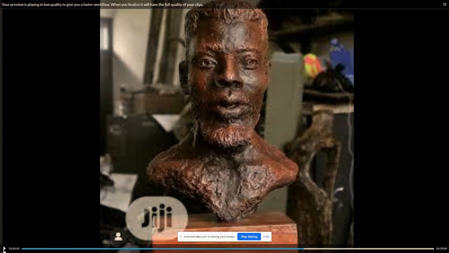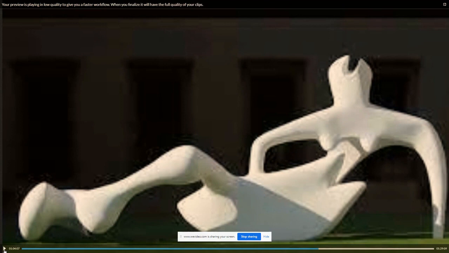Now, abstract is a little bit different. Abstract is more related to feeling. It is also related to loose representation. So this right here is a sculpture, more than likely, of a person, but you can't tell what the person really looks like. You can just get the feeling that this is a person. So this is the head right here, and these are the arms, and these are the legs. But if you were to walk around the sculpture in another way, you might see something completely different. And that's what abstract art is all about.